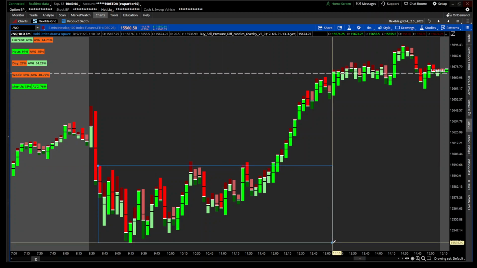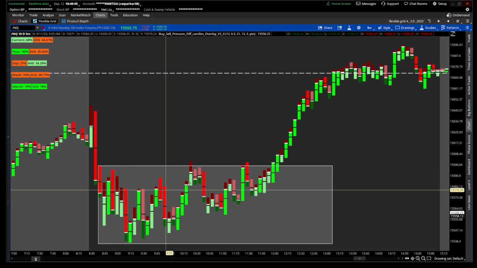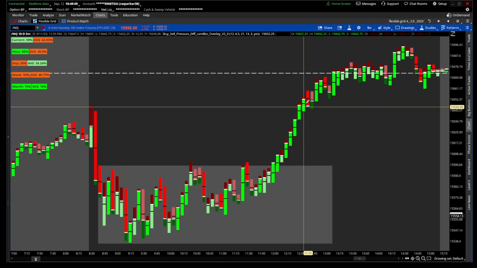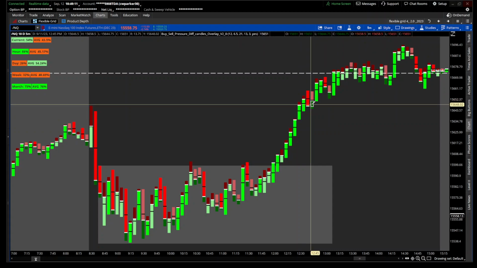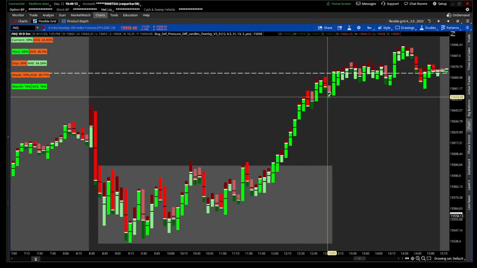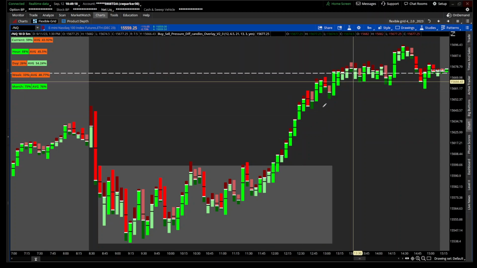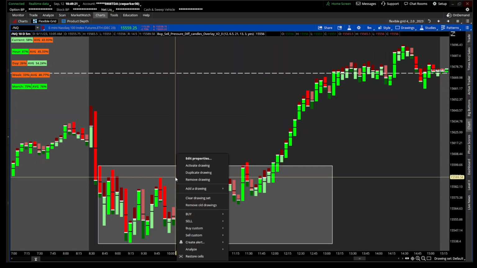So I just mark out this range right here. Well, it finally broke out of this range, and you can see just all this buying pressure within those candles. You had one trying to push it down, but it popped right back up. Again, this indicator has nothing to do with volume. It's about the candle formation that shows you the buying and selling pressure within the candles.